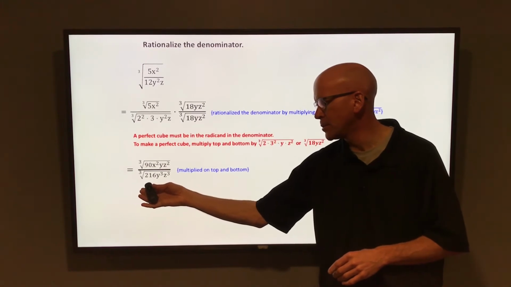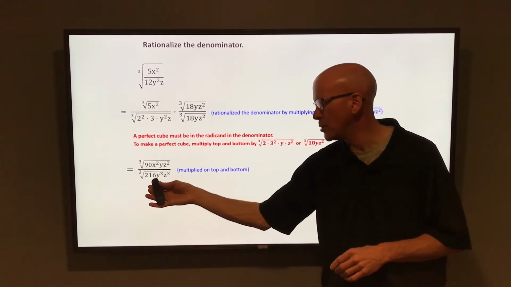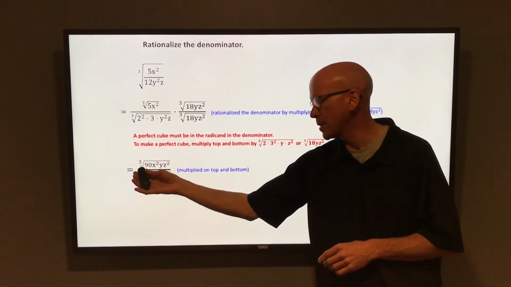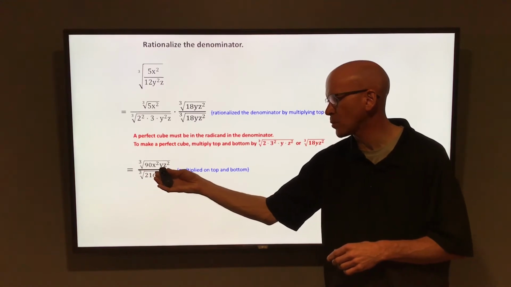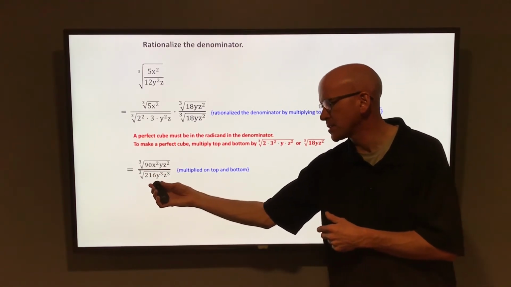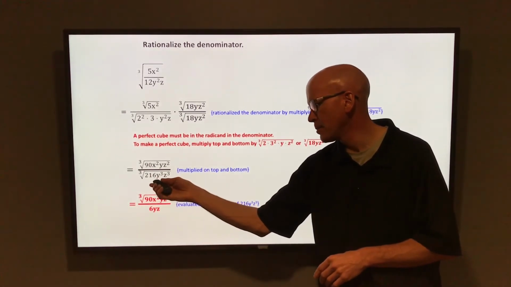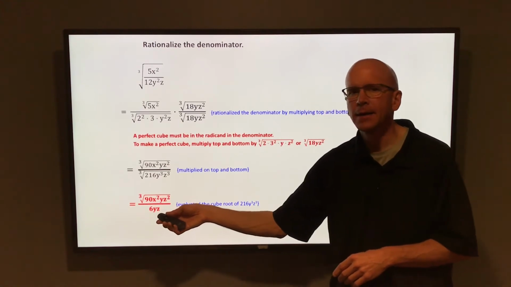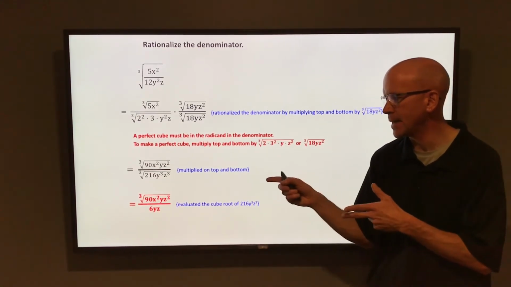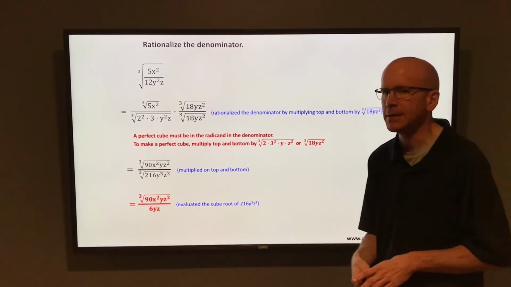become the cube root of 216 y to the third, z to the third. That is a perfect cube. Each one of those is a perfect cube. And in the numerator, that just plays along. It's going to be the cube root of 90x squared y z squared. So in the denominator, once again, each one of those is a perfect cube. The cube root of 216, that is 6. The cube root of y to the third is y. And the cube root of z to the third, that is z. So that turns out to be the cube root of 90x squared y z squared all over 6yz.